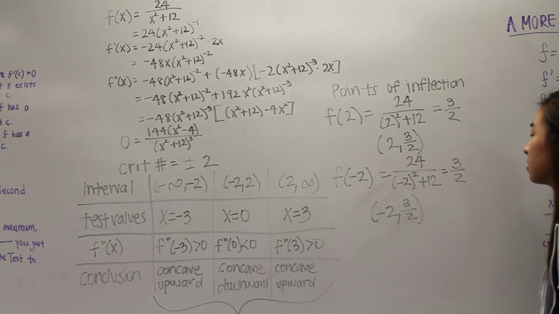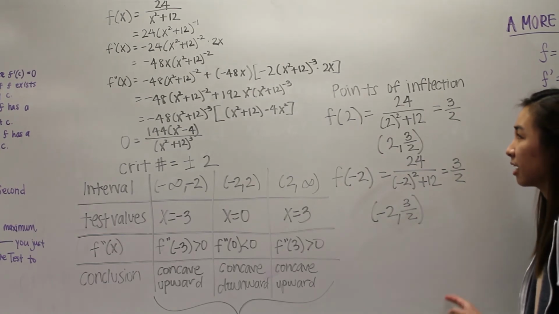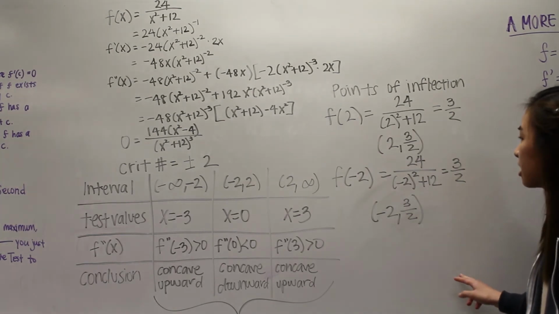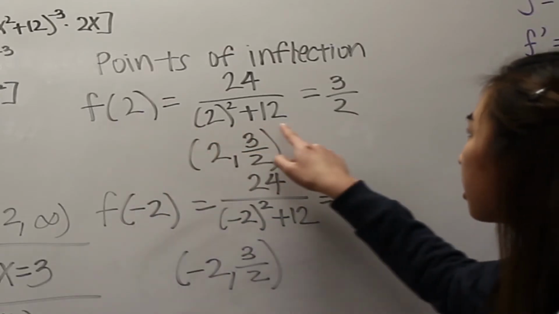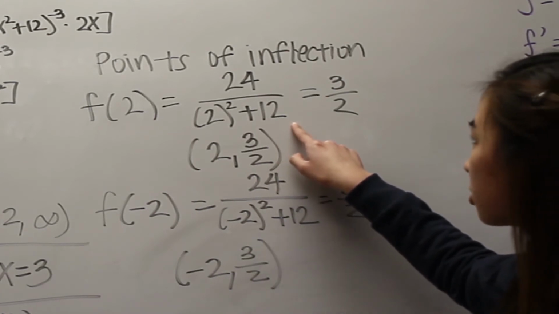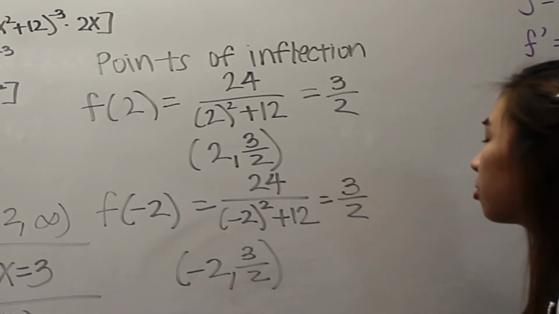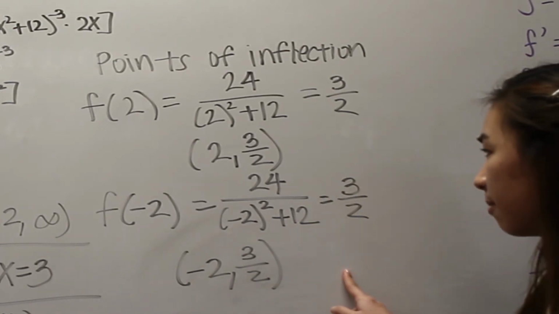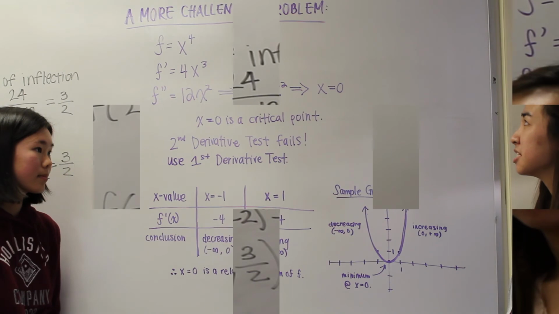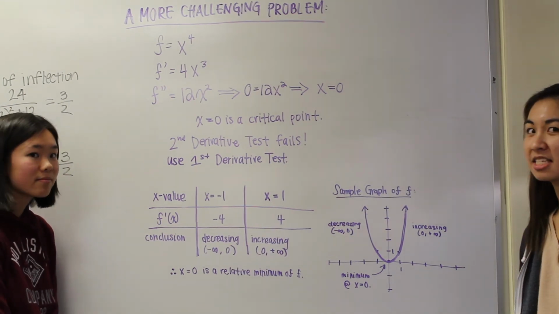In order to solve for points of inflection, you would take the critical numbers and plug them into the original function. So for example, we have positive 2, so you plug the positive 2 into the original function and solve in order to find the y-coordinate. So for this one, we have (2, 3/2), and you would do the same for the second critical number. So this is an example of a more challenging problem using the second derivative test.